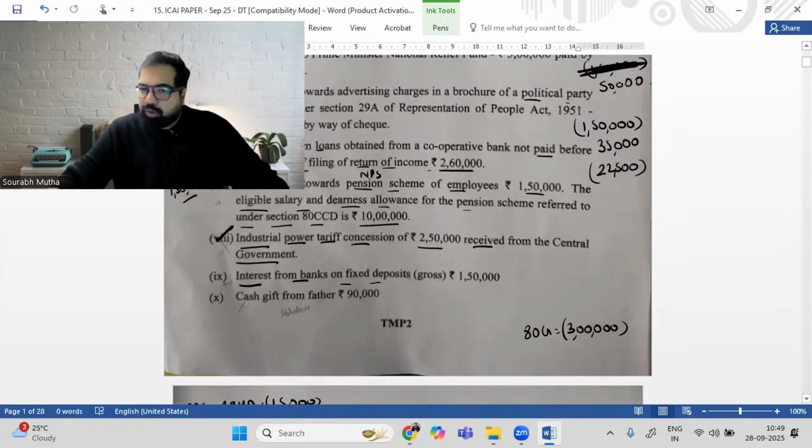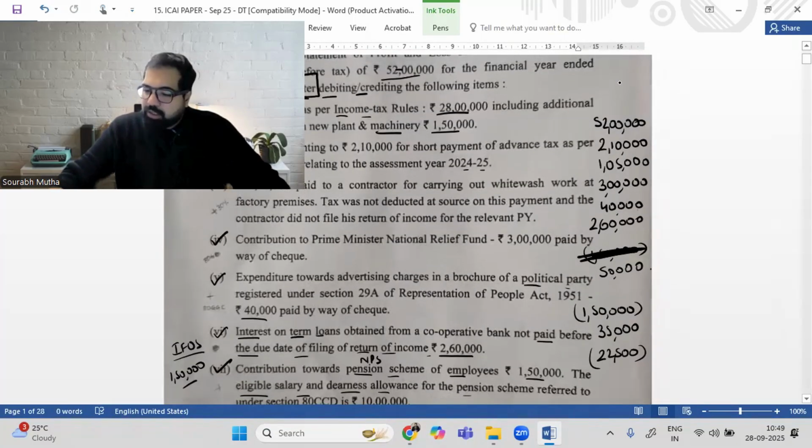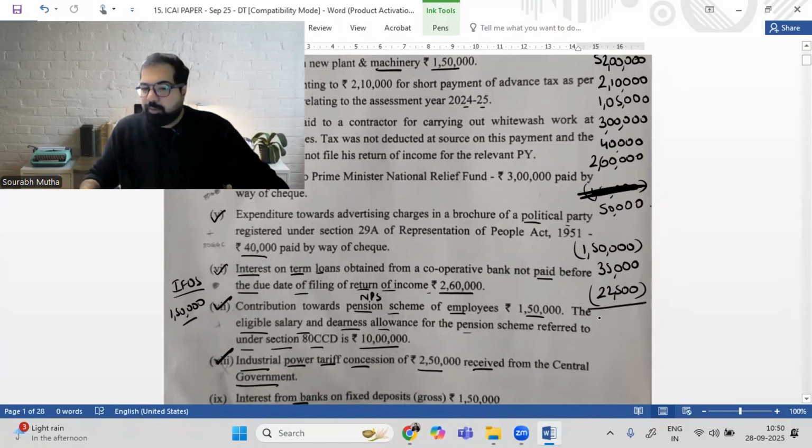Yes, let's compute the total income. So I'm just going to add all the numbers. 52 lakh plus 2 lakh 10 plus 1 lakh 5 plus 3 lakh plus 40,000 plus 2 lakh 60 plus 50,000 minus 1 lakh 50 plus 35,000 minus 22,500. Basically, the answer of PGBP is 60 lakh 27,500. I'm putting this in a box.